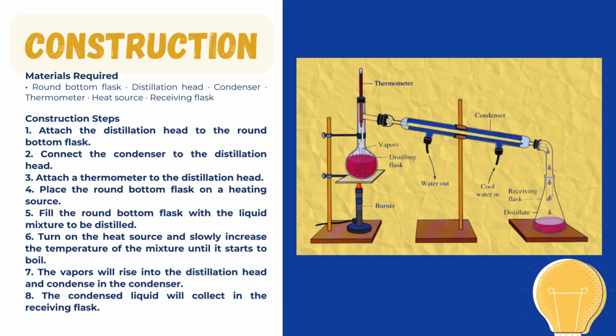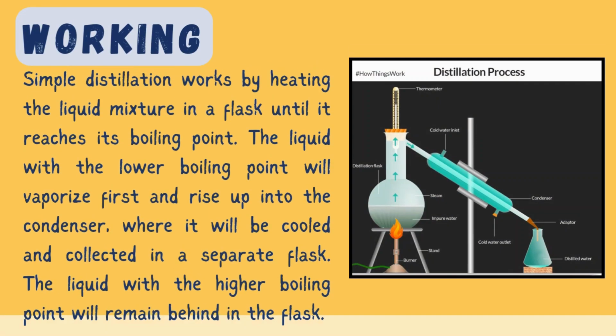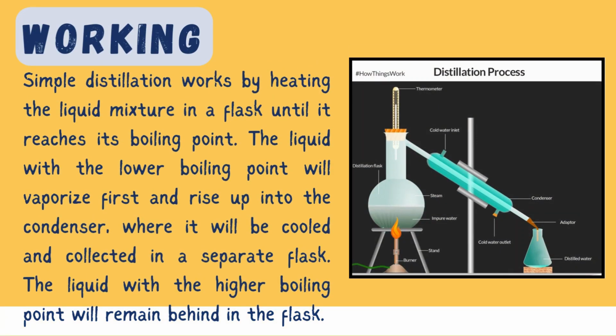After discussing the construction of simple distillation, we will be discussing how simple distillation works. So guys, simple distillation works by heating the liquid mixture in a flask until it reaches its boiling point. The liquid with the lower boiling point will vaporize first and rise up into the condenser, where it will be cooled and collected in a separate flask. The liquid with the higher boiling point will remain behind in the flask.